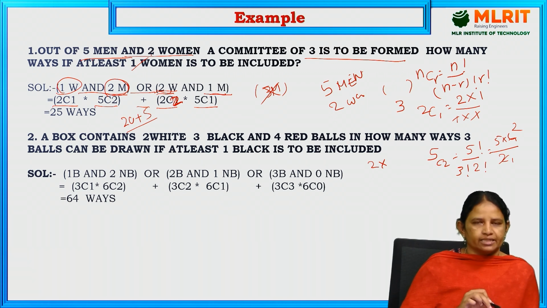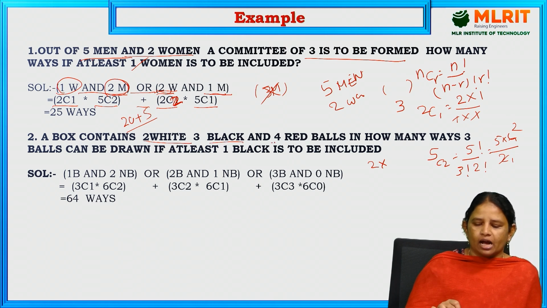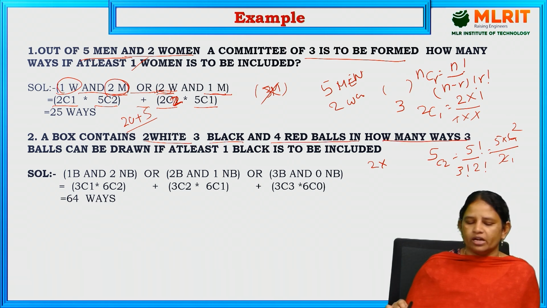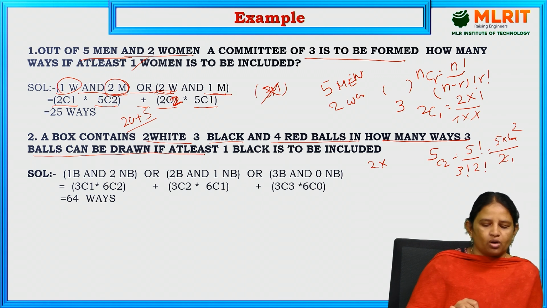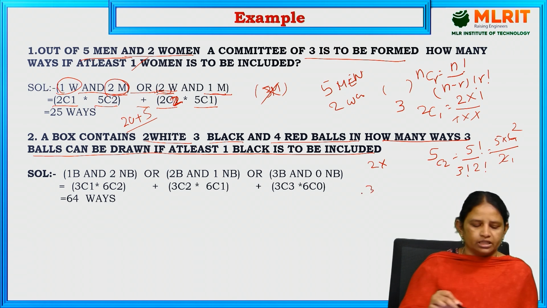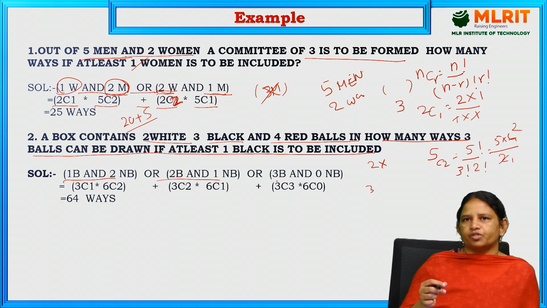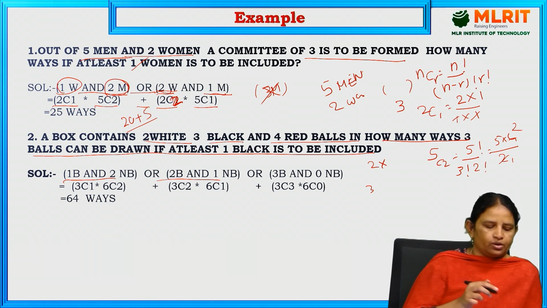Next, second example: a box containing 2 white, 3 black and 4 red balls. In how many ways can 3 balls be drawn if at least 1 black is to be included? First of all, you have to write what the possibilities are. We need to form a combination of 3 balls, but out of the 3 balls, 1 black is to be included.